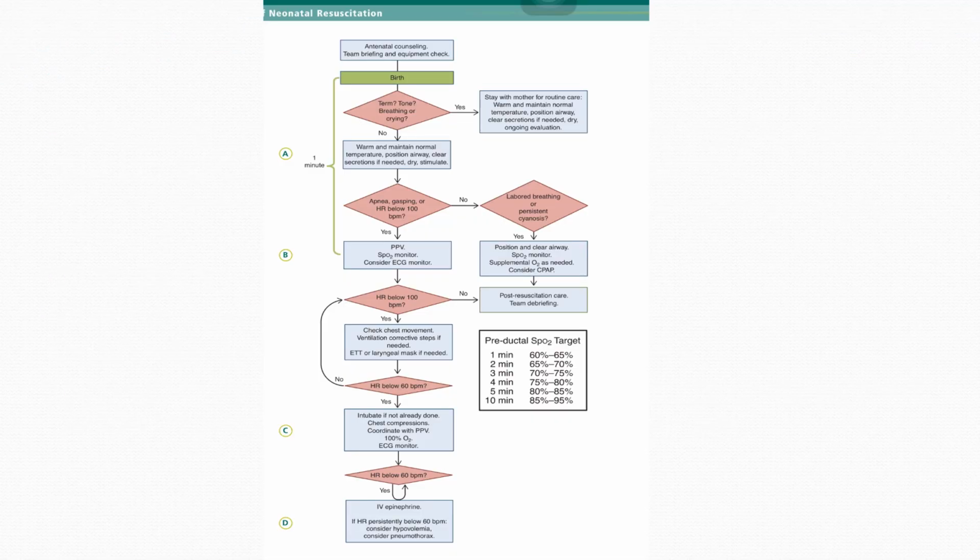And this is, as we mentioned, the antenatal counseling, team briefing, and equipment check before birth, then term. If he is not term, preterm, poor tone, not breathing or crying, then you go down: warming, maintaining normal temperature, positioning the airway, clearing secretions if necessary. We do drying and stimulation. You should not continue stimulation beyond 1 minute if the baby is not taking breath. You should go straight forward to check for apnea, and if the patient remains apneic, gasping, with heart rate below 100, then you should start positive pressure ventilation by 1 minute.